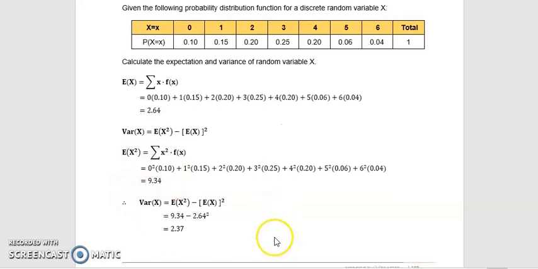Then, how to get the variance? Substitute the value of E(x square) and E(x). So variance of x equals expected of x square, which is 9.34, minus the value mean square. E(x) now is the value mean, so minus 2.64 square. So variance of x here we will get 2.37. Be careful with these two values. These two values are different.